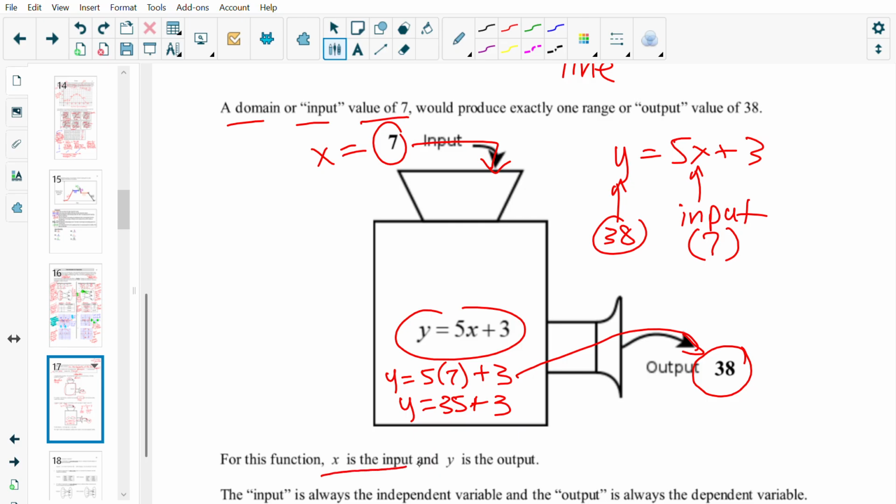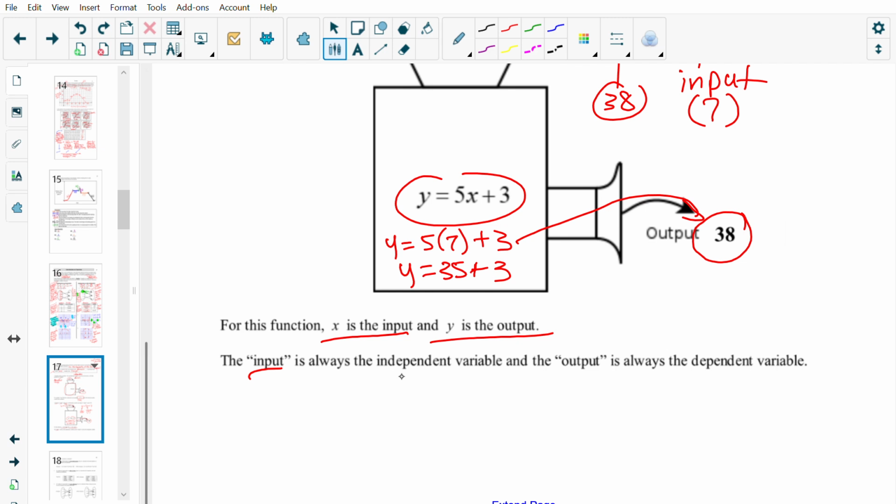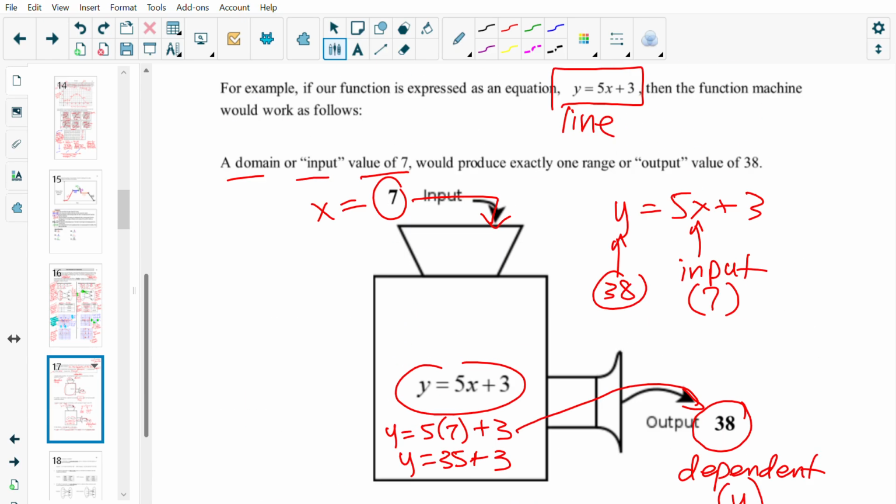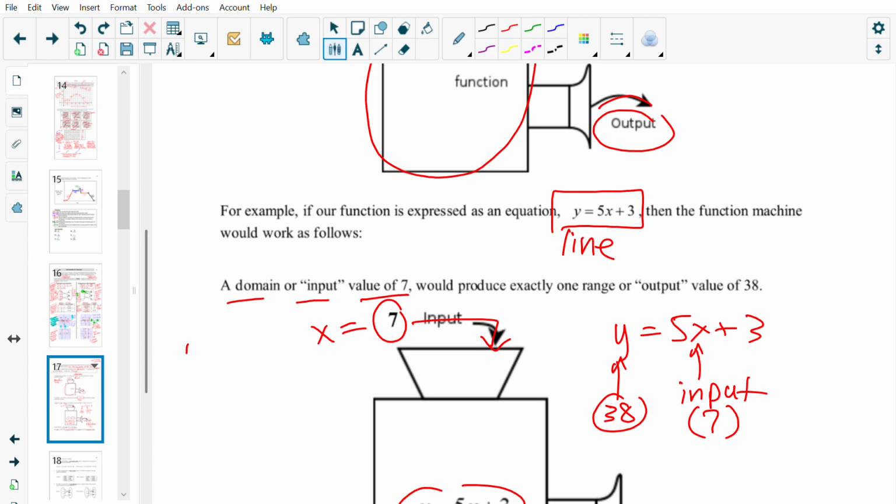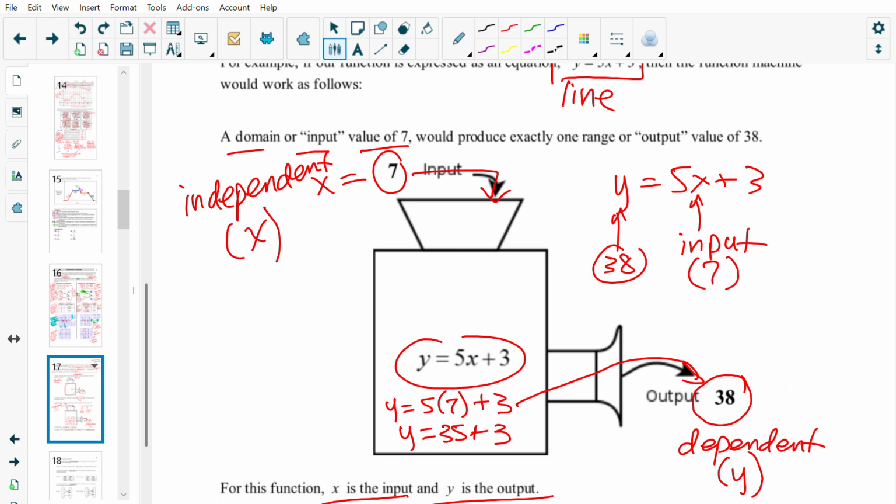For this function, x is the input, y is the output. The input is always the independent variable, and the output is always the dependent variable. So dependent, output, and this is usually your y variable, and then input, independent, and usually your x variable.